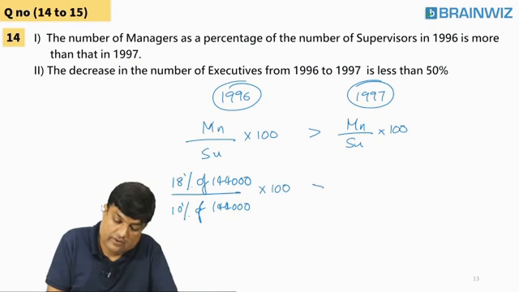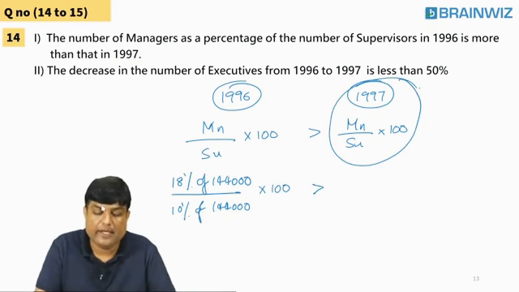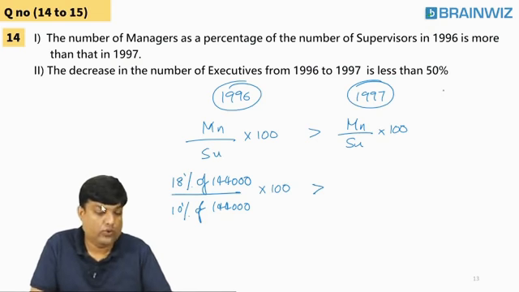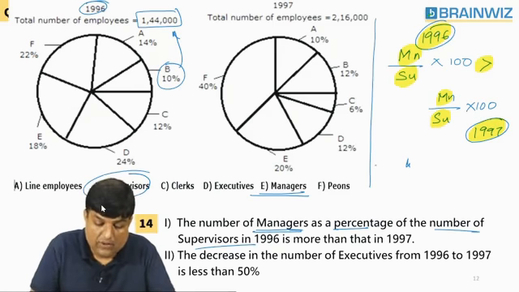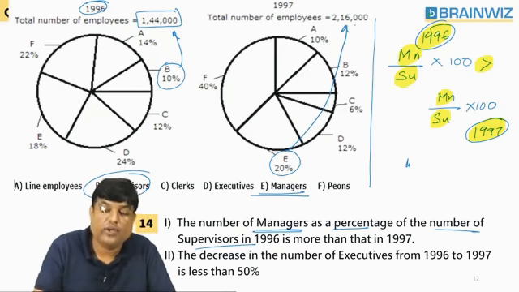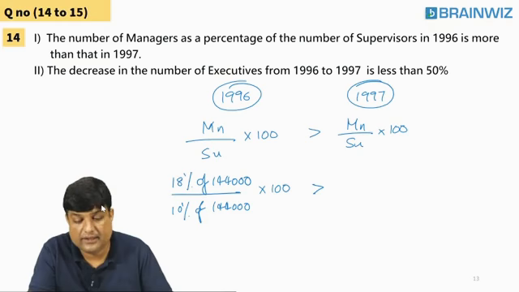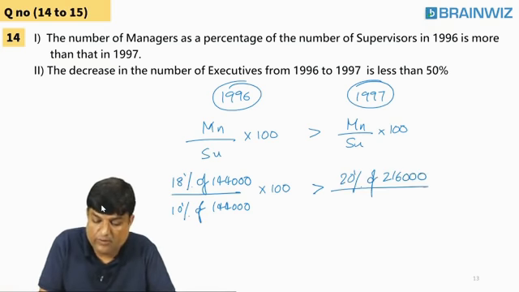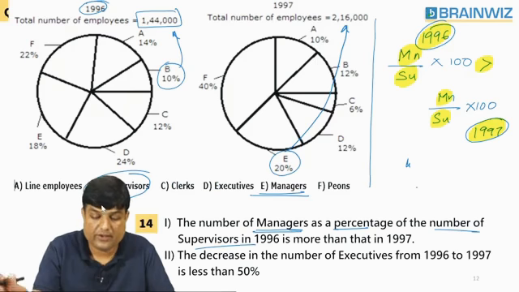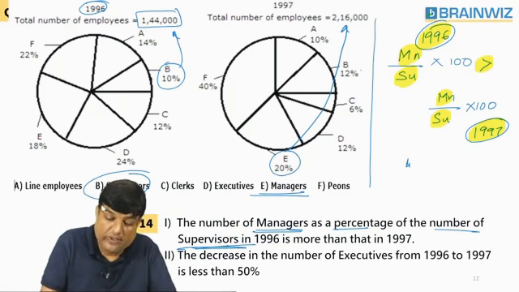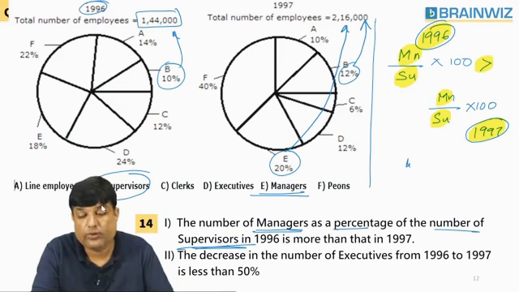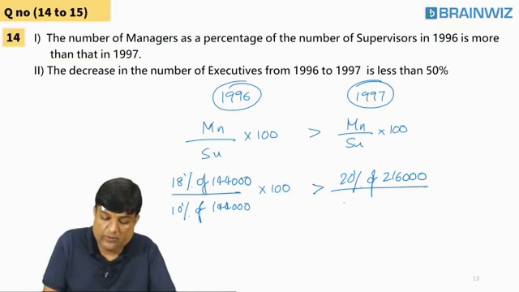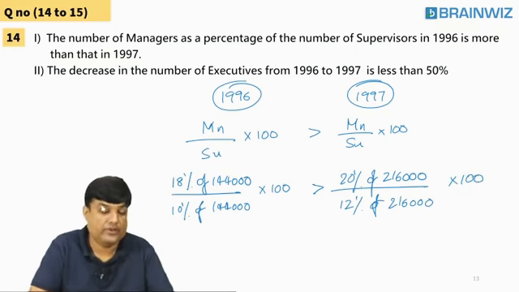As a percentage, it is greater in the year 1997, the manager to supervisor ratio. So I'll tell you what we are supposed to do, everybody. Clear? Here, managers in the year 1997 are 20% of 2,16,000. So 20% of 2,16,000 is the number of managers in the year 1997. So what did he ask you here? As a percentage of supervisors. Supervisors is B. B is standing for supervisors. 12% of 2,16,000. So guys, we need not do this much.